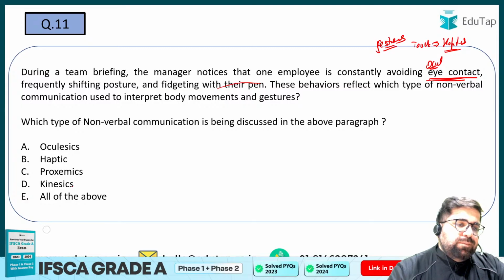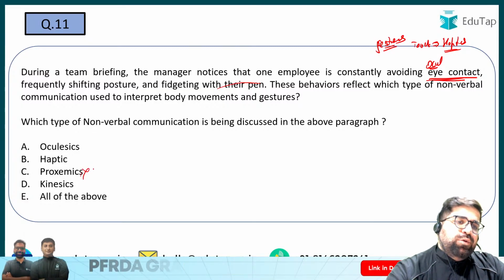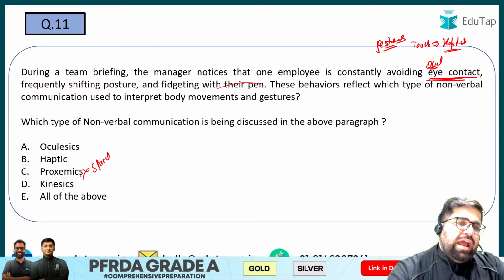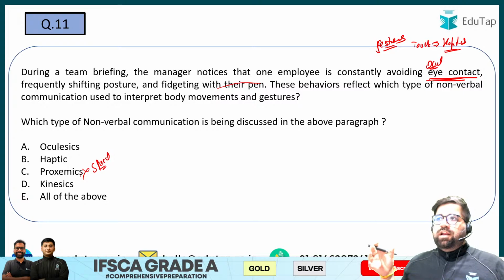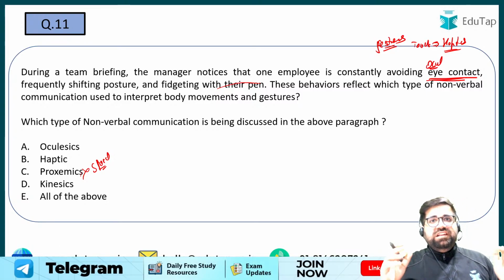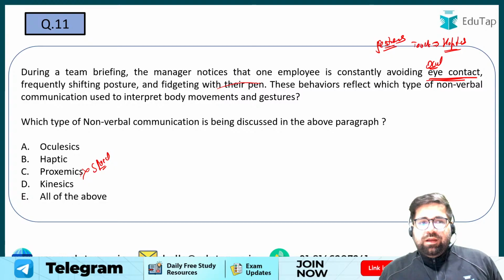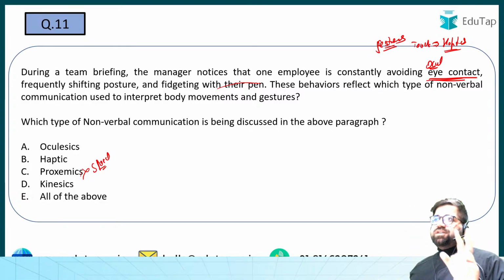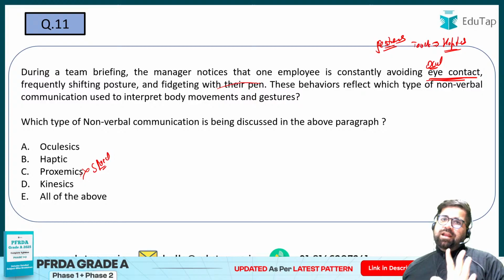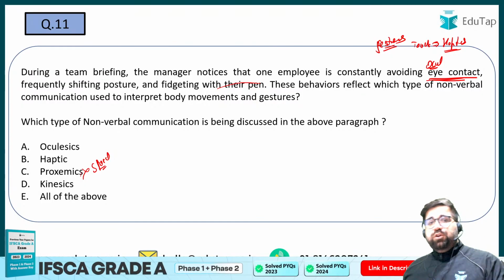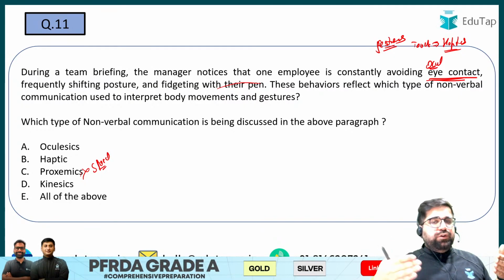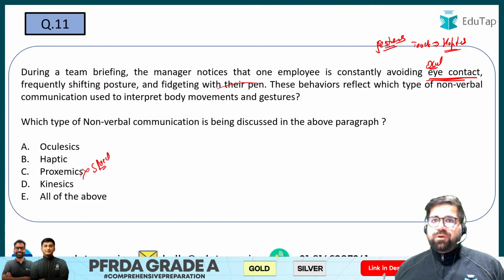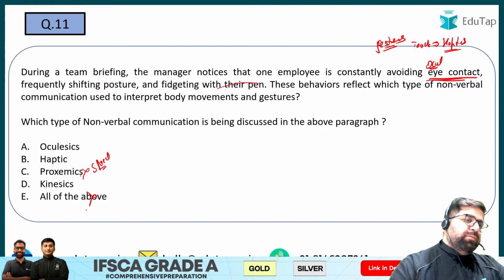It cannot be option number C, because in proxemics you have your personal space, right? I will not allow any stranger to come near to me. Why? Because I am kind of an introvert, a person who always feels that I am in a state of danger. So proxemics cannot be your right answer, because proxemics refers to your personal space. You don't allow strangers to come too close to you and talk to you. So this is because of proxemics, and you have to eliminate option number E also.